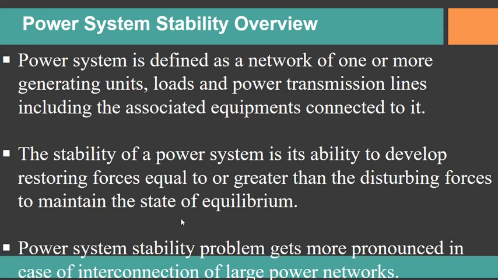Stability of the power system means the ability of the system to regain its normal operating condition even after a disturbance. The power system stability problem is more pronounced in large power networks. Disturbances will always be there in the system, such as a sudden increase or decrease of load. So the matter is how severe the disturbance is. If the disturbance is so severe, then the system loses stability. So if it is a large power network or a large interconnected network, stability comes into the picture.